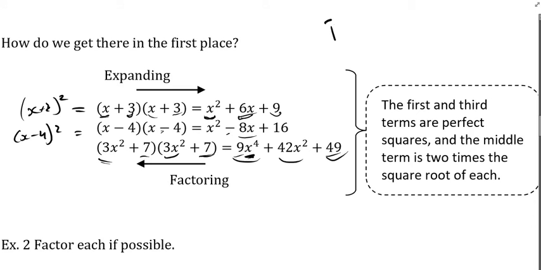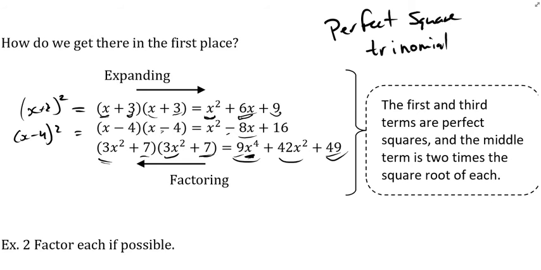It's called a perfect square trinomial. And it is very important. The connection here is very important down the road. Okay, let's try a couple.